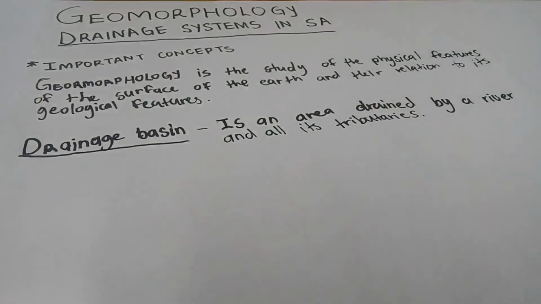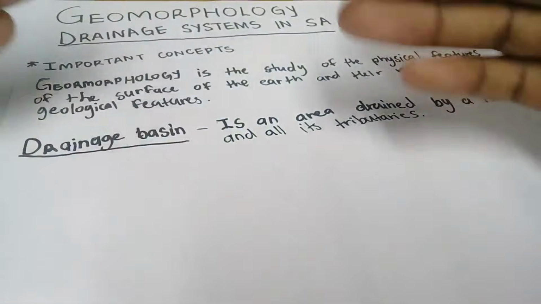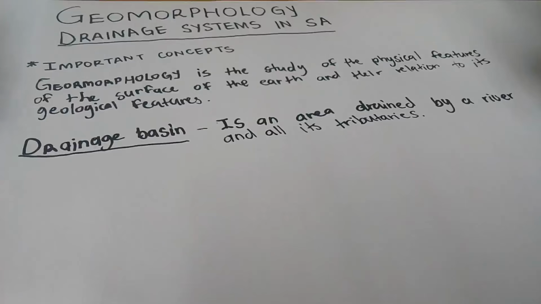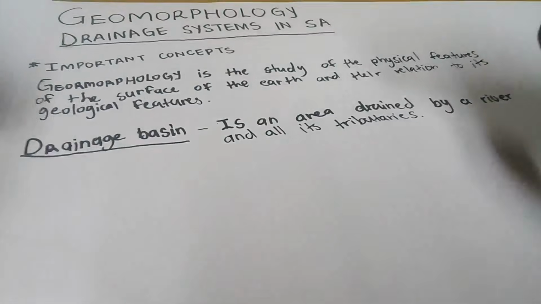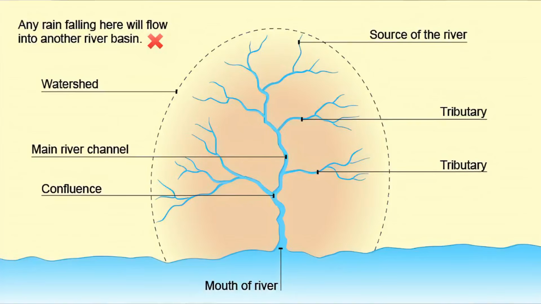A drainage basin consists of all of these river features. Your tributaries, your source, your confluence and others, your river mouth, your groundwater, your surface runoff, your watershed, all of them are under drainage basin. You can find them in a drainage basin. So under drainage basin, first of all, we have the source of a river.